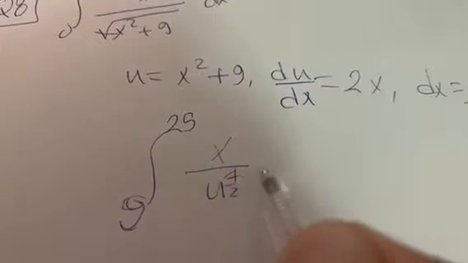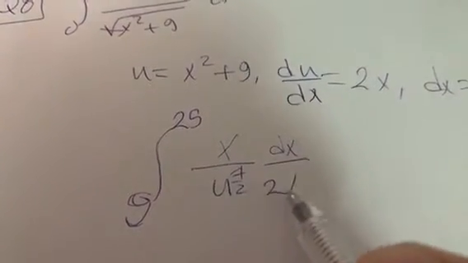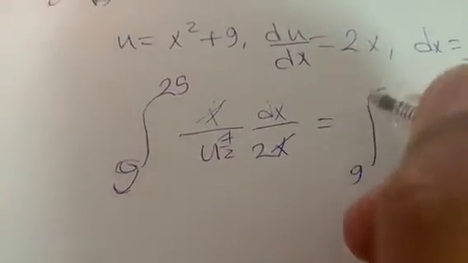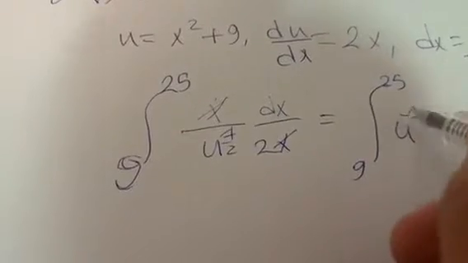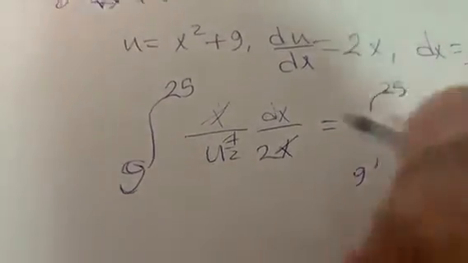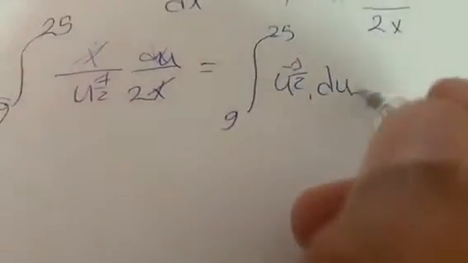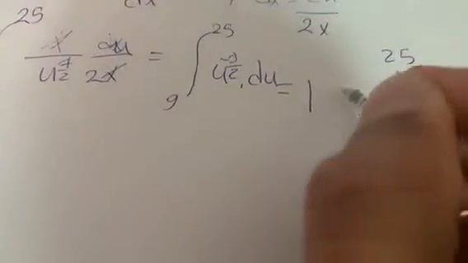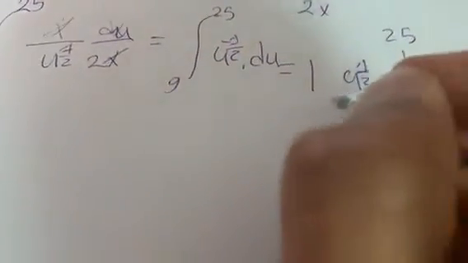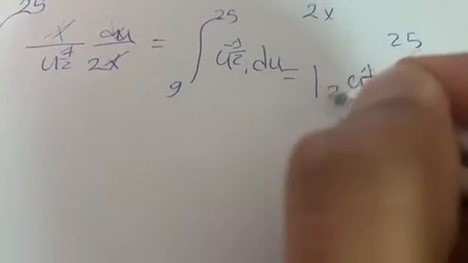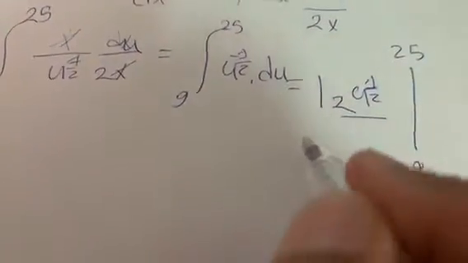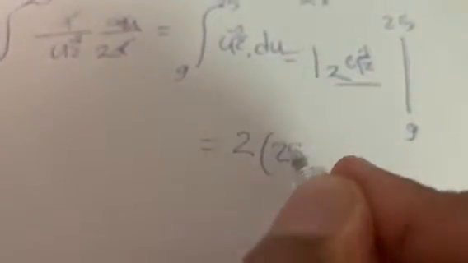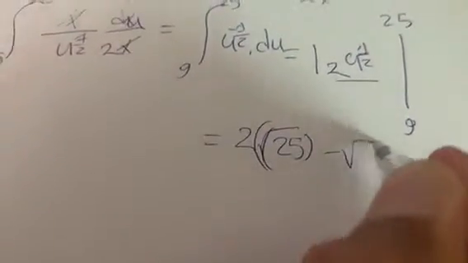x over u to the power of half, divided by dx over 2x. We cancel the x's and we get from 9 to 25 u to the power of negative half du. So the answer is equal to from 9 to 25 u to the power of half multiplied by 2. So the answer is 25 square root of 25 minus square root of 9.